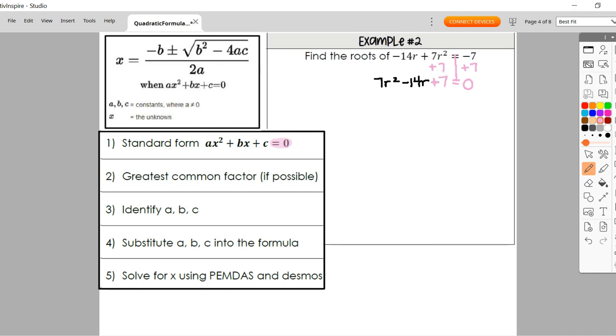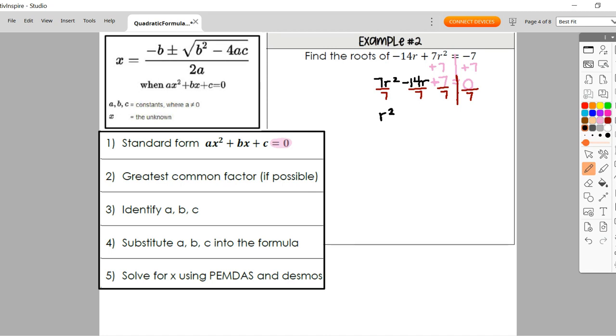Now, in the last example, we didn't have this step, but it is important to check for the greatest common factor if possible. It wasn't possible in example number 1, but here it is possible. I can look at all of these terms and see that they are all divisible by 7. So I'm going to divide every single term by 7, taking out that greatest common factor. Because it has an equal sign, I can do it on every single term and side of my equation, and it will end up going away.